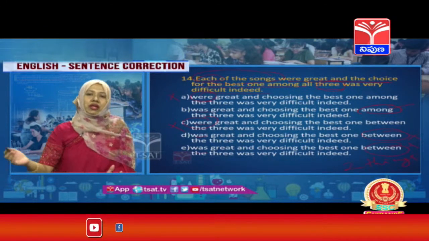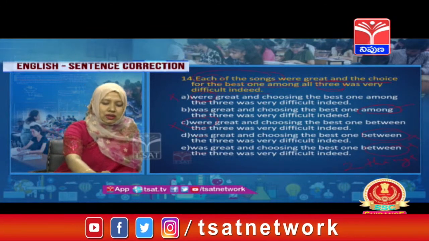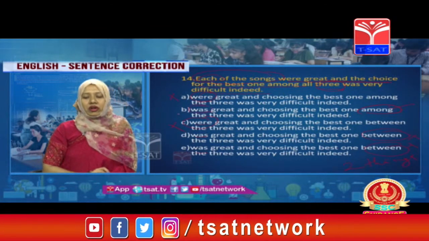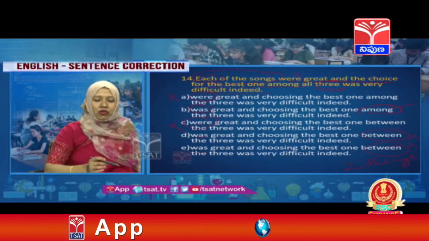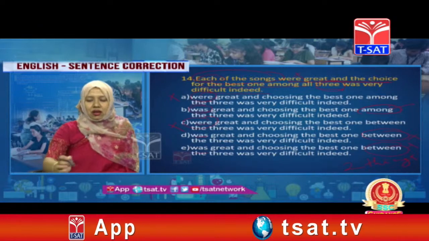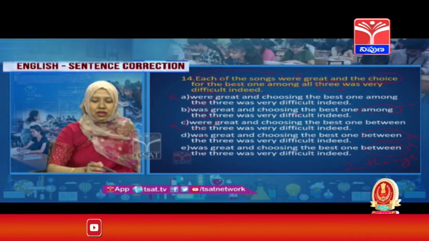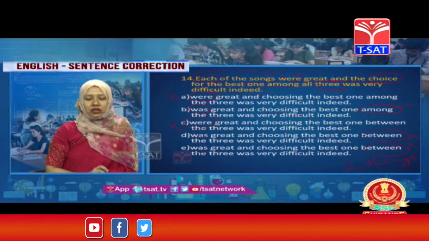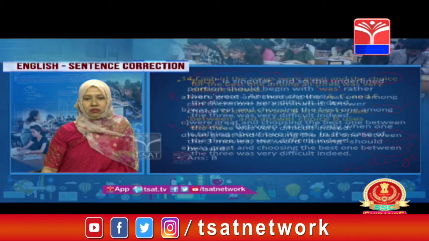Among is used for many. When we have a choice of many things, we use among. So there is a mistake of verb. Were great is wrong here. It should be was great, and choosing, and the choice also is wrong here. It is choosing the best one among all the three was very difficult indeed. B is the correct option.